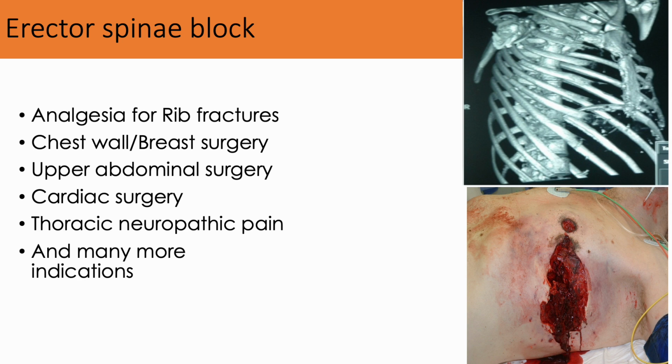Thoracic erector spinae block has found multiple indications. It is commonly used for analgesia following rib fractures and for chest wall and breast surgery. An erector spinae block performed at the level of T9 has been used for upper abdominal surgery and at the level of T4 for cardiac surgery. It's also been used in chronic thoracic neuropathic painful conditions.